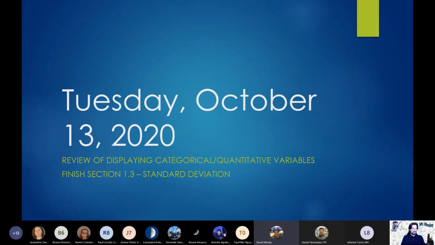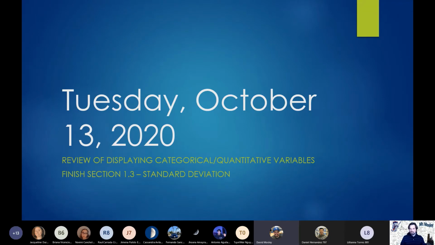So it is Tuesday, October 13th, 2020. Today we're going to be reviewing a little bit about displaying categorical and quantitative variables, based on some of the work that I graded last week. And then we're going to finish section 1.3 by discussing standard deviation and showing how to calculate that by hand with a small data set and what it means in context. All right, so that's where we're going to start.